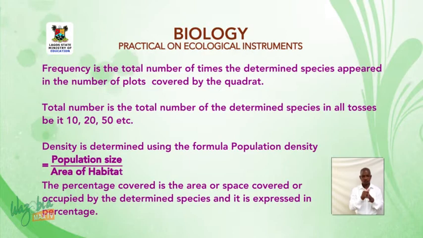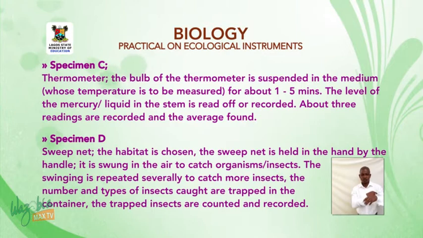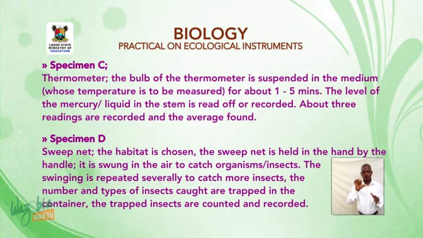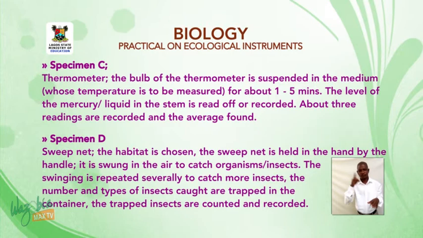Specimen C, thermometer. The bulb of the thermometer is suspended in the medium whose temperature is to be measured for about 1 to 5 minutes. The level of the mercury or liquid in the stem is read off or recorded. About 3 readings are recorded and the average found.